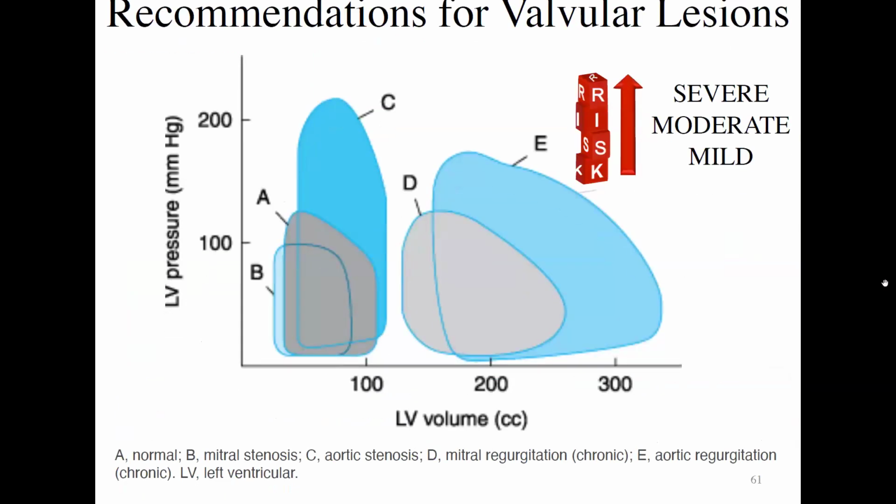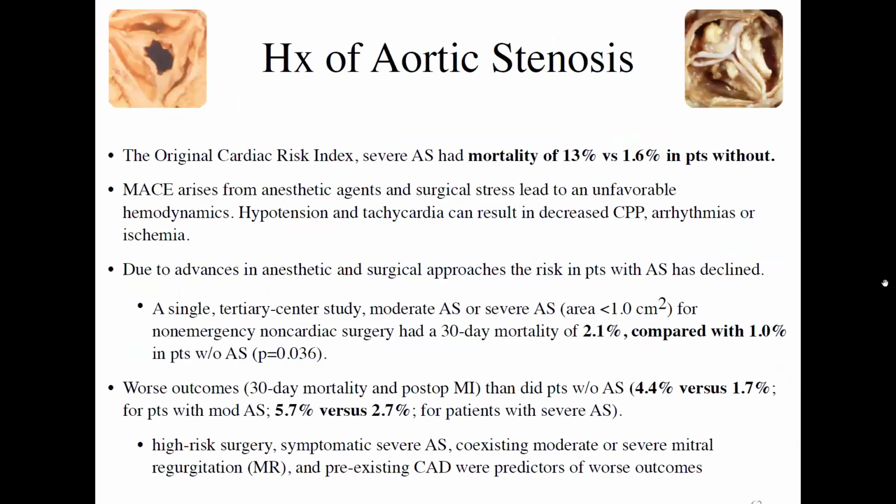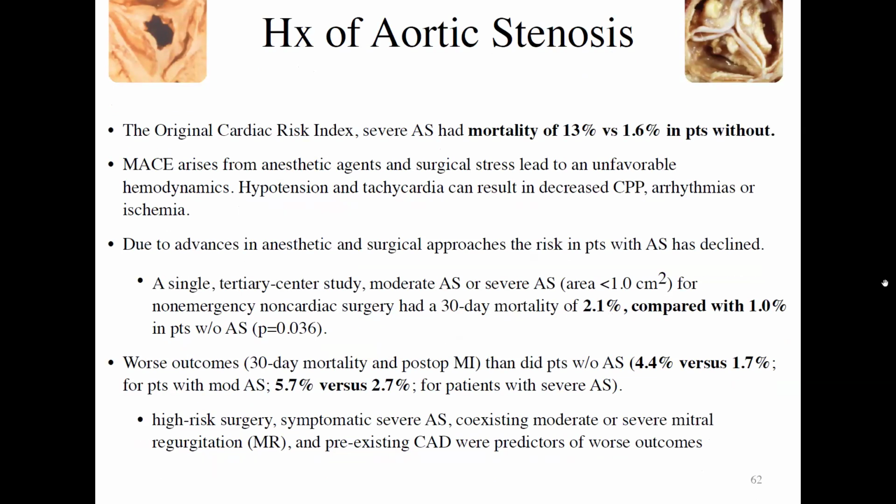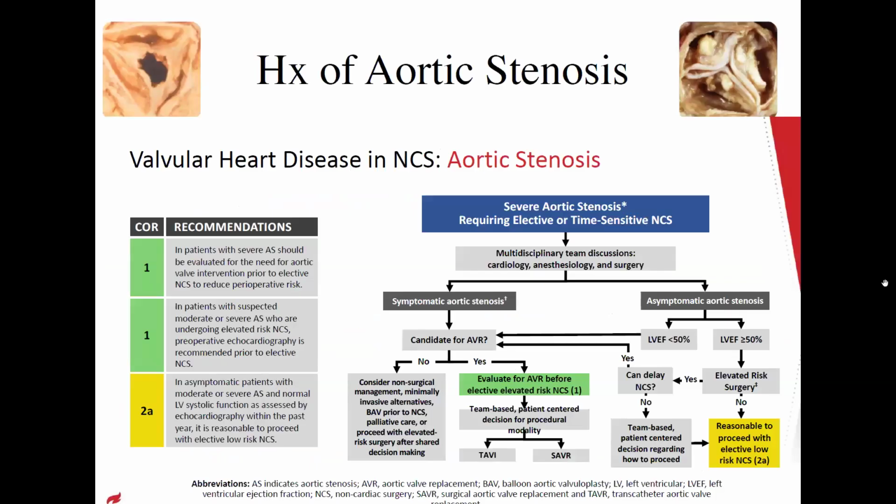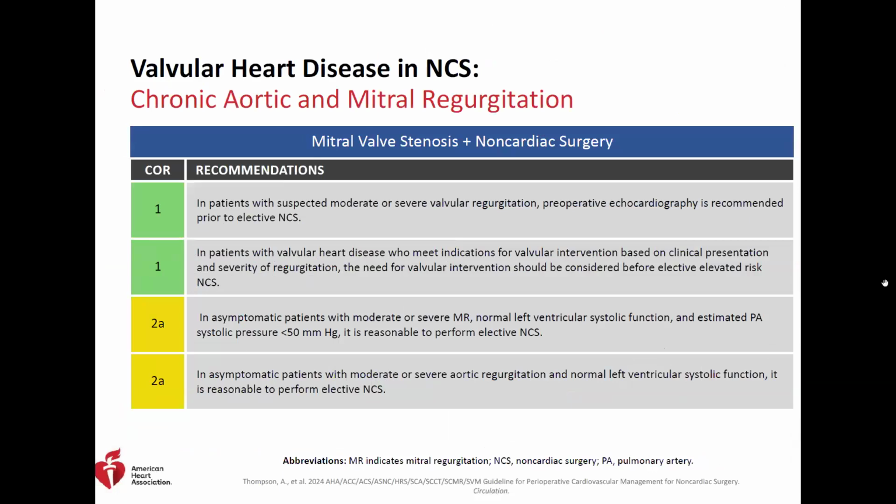So I want you guys to work through this when you're bored on call. This goes through each cardiac lesion and what the data is, and who needs an AVR before surgery, who needs a balloon valvuloplasty, who should not get one. For example, if you're asymptomatic with moderate to severe aortic stenosis and your LV is good, it might be reasonable to proceed, versus someone with poor LV, it may be reasonable to do an intervention, versus a symptomatic patient who should get an intervention before elevated risk non-cardiac surgery.